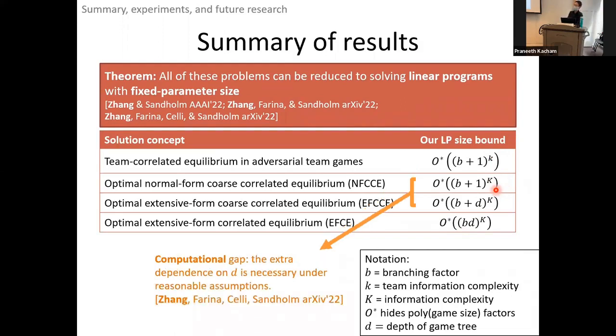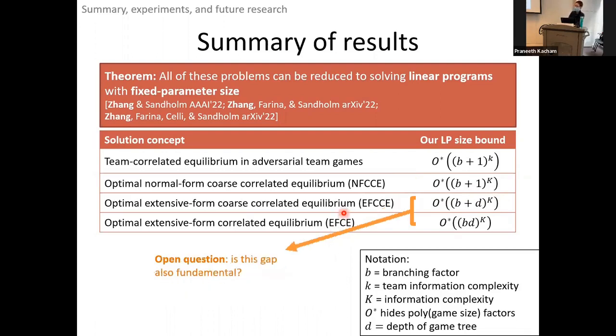The second bound here is actually computational. And I didn't show this in this talk, but we can prove a lower bound that says you cannot have a fixed parameter algorithm in only B and capital K for extensive form coarse or extensive form correlated under reasonable assumptions. We leave open the question of whether this third gap is fundamental. There's only a quadratic difference here, so this will be a much harder thing to show if it is indeed true. Okay. I'll briefly talk about some experiments now.